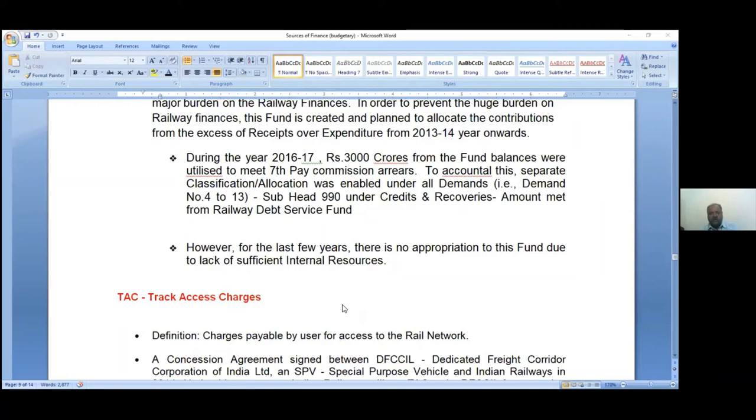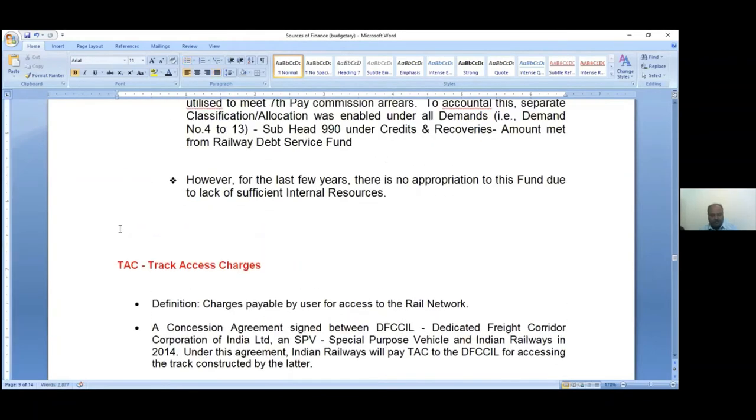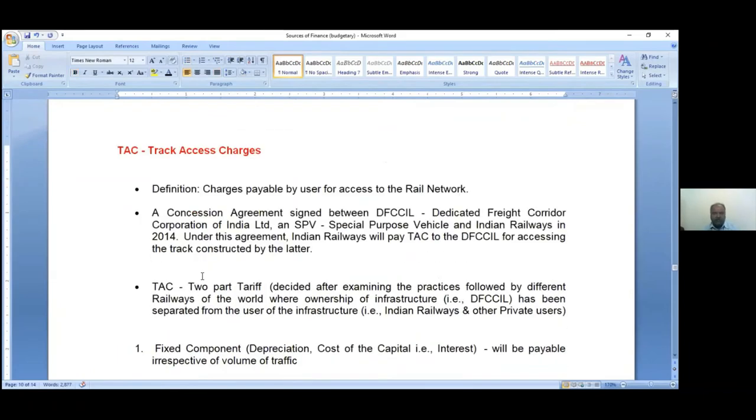This is the right time for discussing track access charges. What are track access charges? Access to the rail network is a separate thing, and the user is also separate. Right now in Indian Railways, the user and the owner are both one and the same. The user is either Indian Railways or any private operator. DFCCIL, the Dedicated Freight Corridor Corporation of India Limited, is a special purpose vehicle of Indian Railways set up in the year 2014.